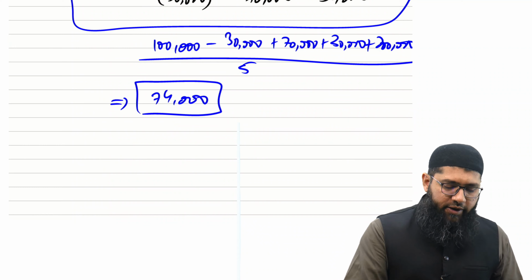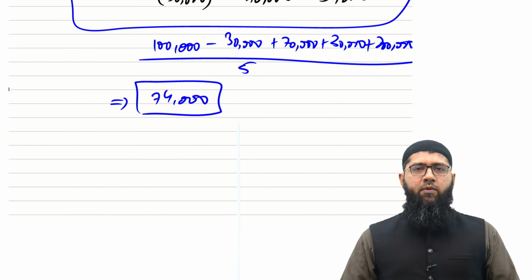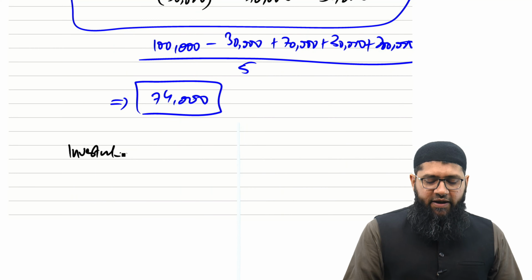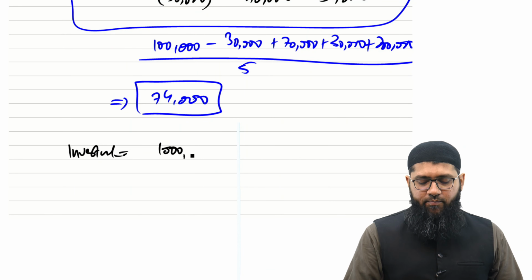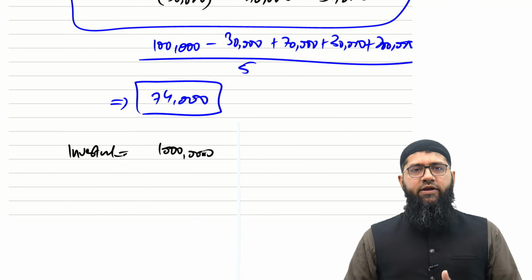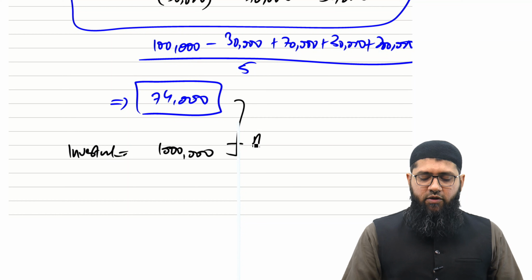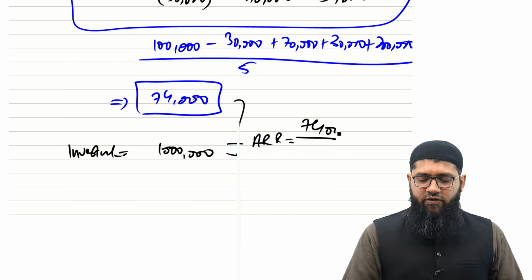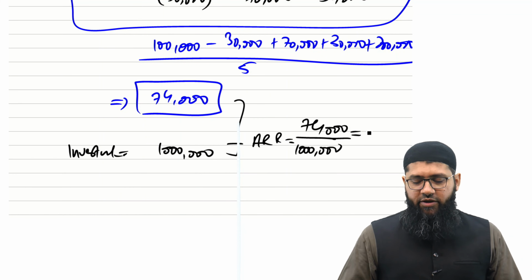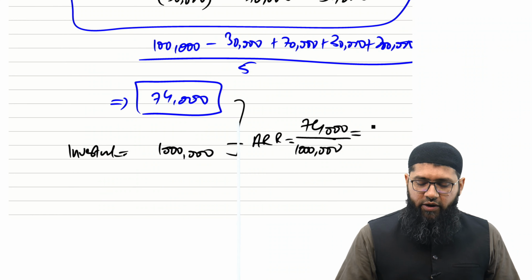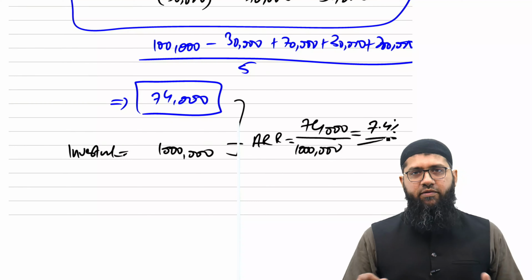Now, what are you going to do? You're going to divide this average annual profit by the investment. When we talk about the investment, let's say you had an investment of 1 million. The examiner could ask you for the accounting rate of return based on the investment. So on the basis of investment, this is 74,000 divided by 1 million. So you would actually have 7.4% as a return.